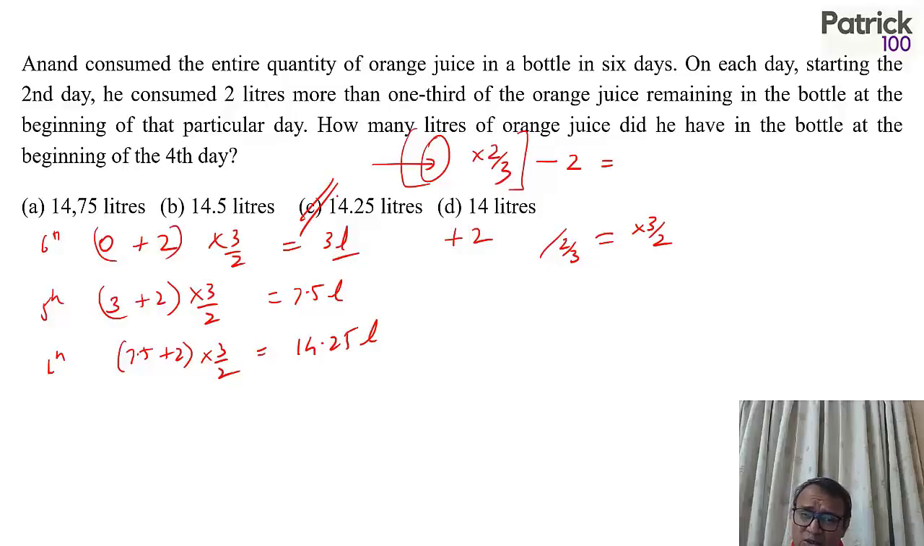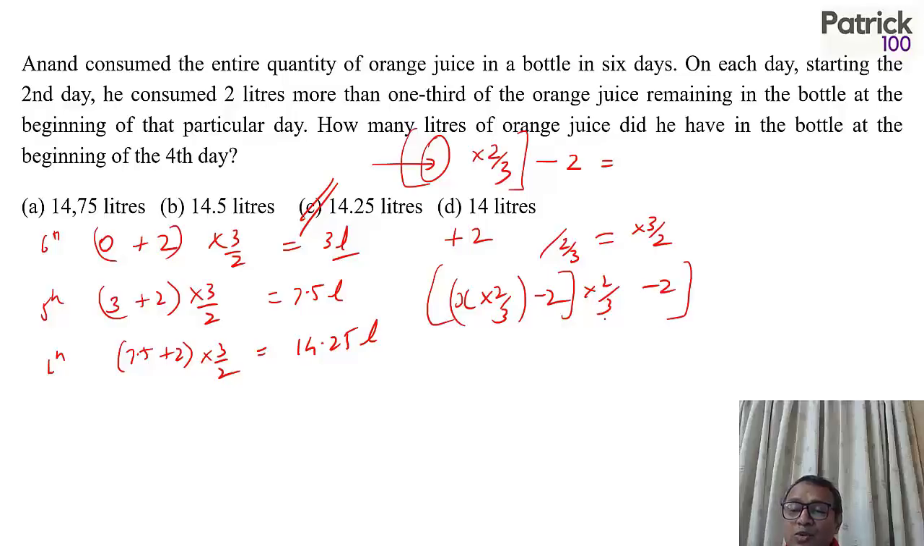You can form an equation also, saying let the start of the 4th day be x, and then keep on doing this calculation. You multiply by 2 by 3 minus 2, then again multiply by 2 by 3 minus 2, and then again for the 4th day, 5th day and 6th day. That should give you 0 in the end. You can solve this equation, but forming an equation normally takes a little bit more time than doing it with numbers. You become faster also.